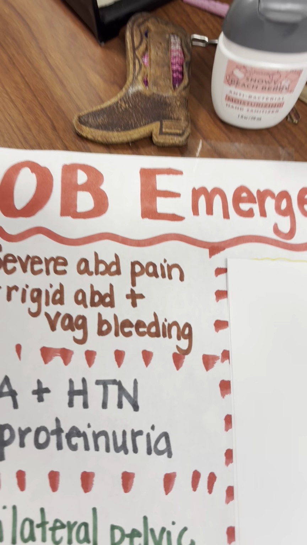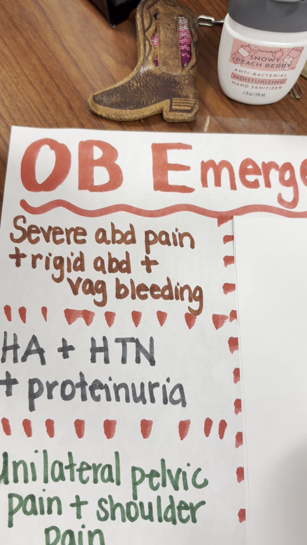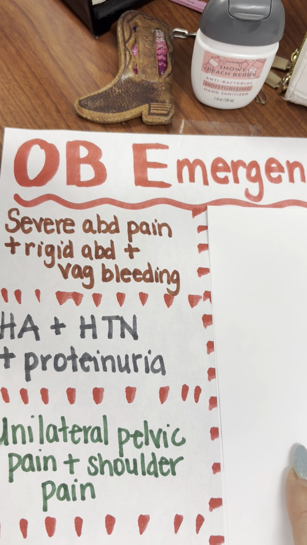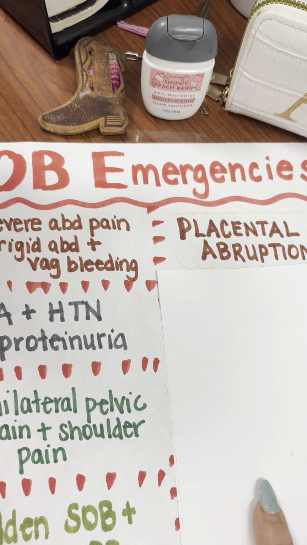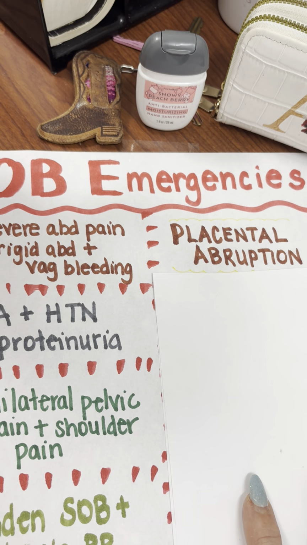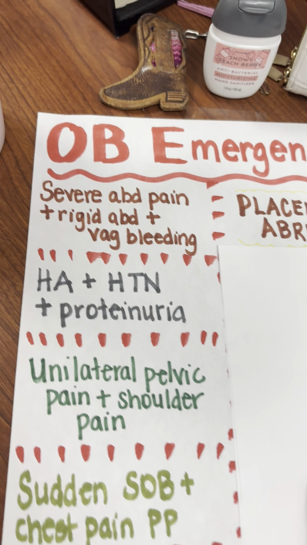Your patient has severe abdominal pain, rigid abdomen, and vaginal bleeding. What does this patient have? That is a placental abruption. That is a very big deal, very big OB emergency. All right, let's see if you get the next one.